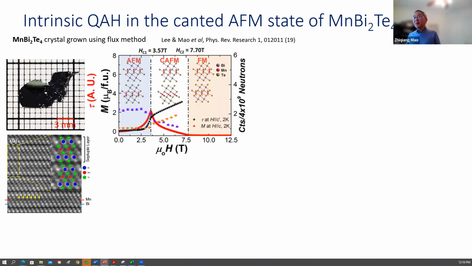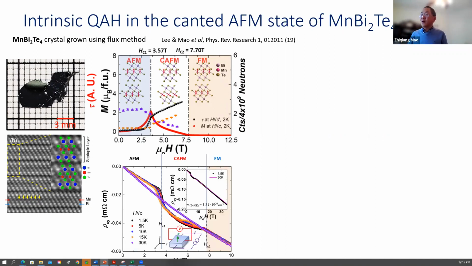And in magnetic measurement, we also found it has a spin flop phase, meaning a canted antiferromagnetic phase between the antiferromagnetic and the ferromagnetic phase. The field range for this spin flop phase is from 3.5 to 7.7 Tesla. And we also did the transport measurement. We found such a canted antiferromagnetic phase features anomalous Hall resistivity. You see the hump in the Hall resistivity.